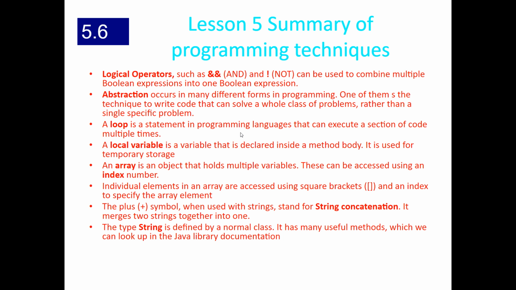A loop is a statement of a programming language that can execute a section of code multiple times. So you figure out what you want to have happen over and over again, how many times you want it to happen, and you create your loop. We learned about local variables as a variable that is declared inside a method body. It is used for temporary storage. It is deleted as soon as you get through that method body. An array is an object that holds multiple variables. These can be accessed using an index number. Individual elements in an array are accessed using square brackets and an index to specify the array element.